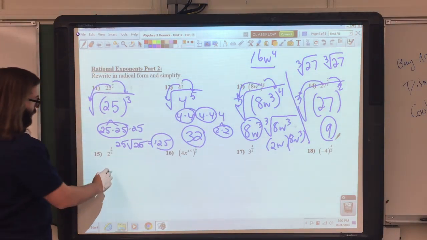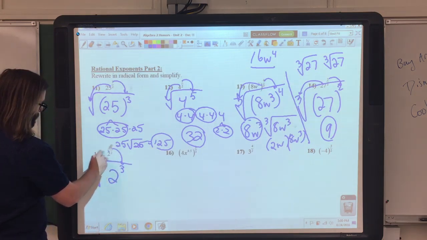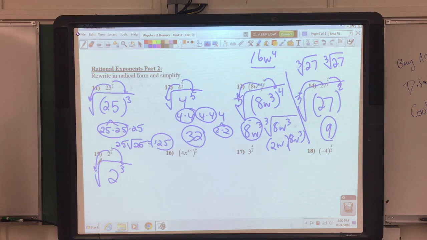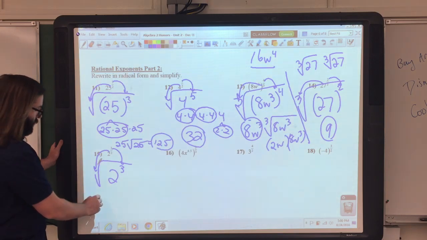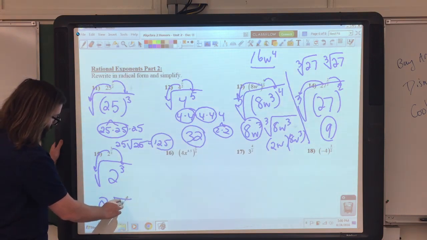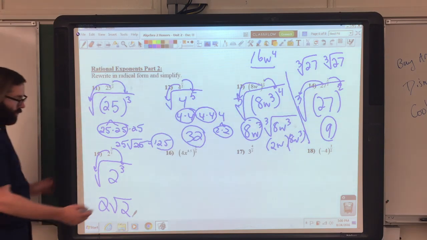Take a look over here. We have 2 cubed, square root. Since we're square rooting, we can take 2 of these out. So you get 2 times the square root of 2. And that's as simple as you can go.